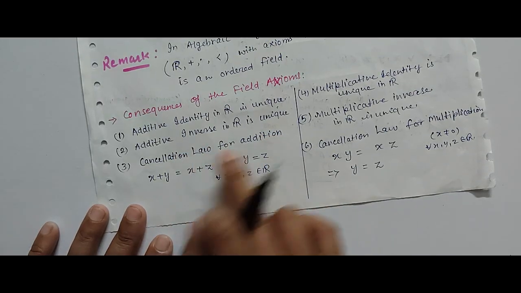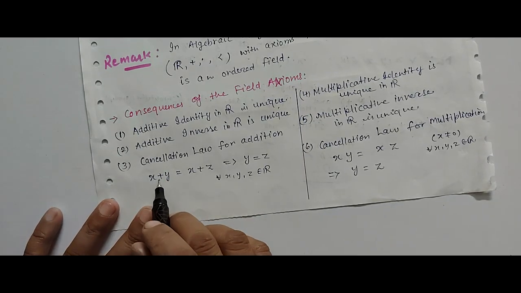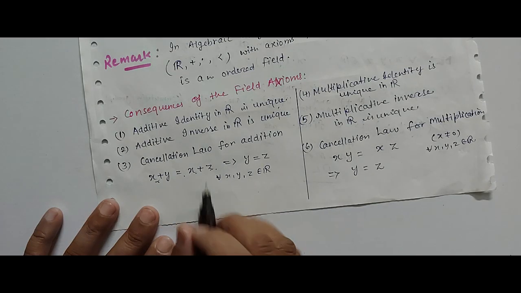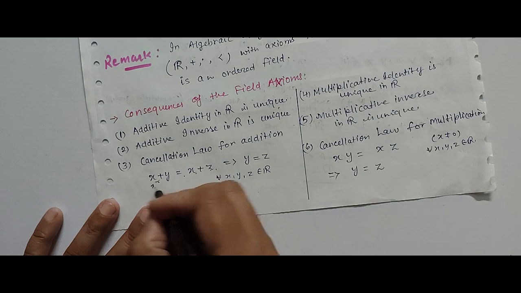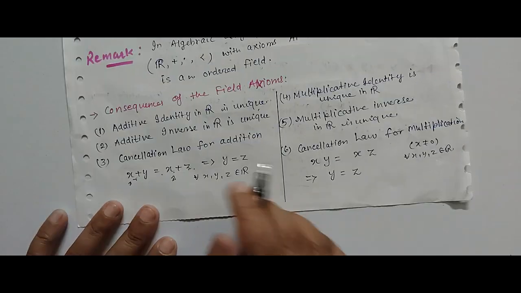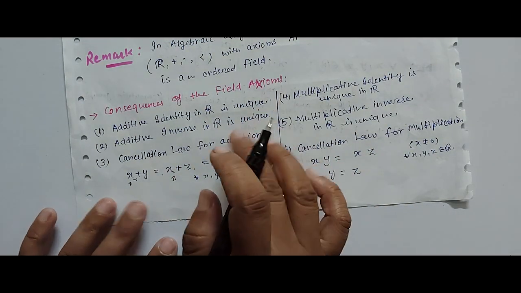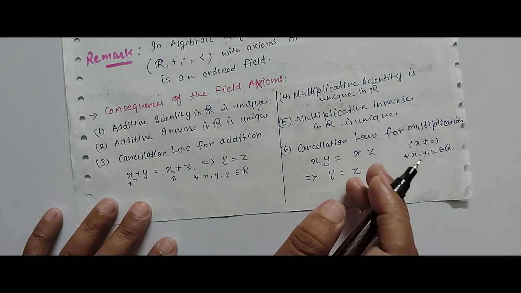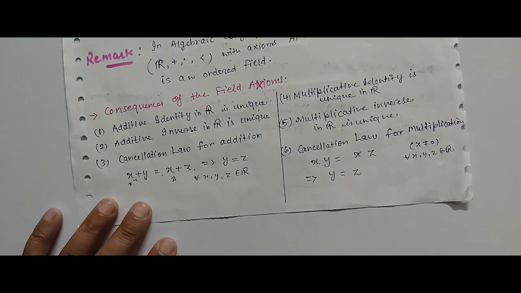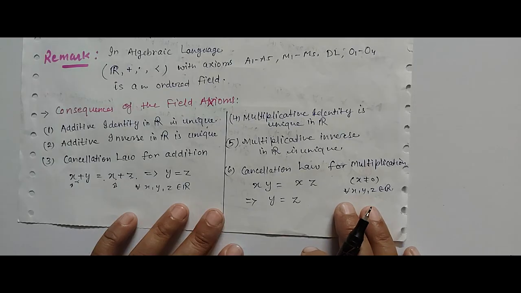Cancellation law for addition holds. What is this cancellation law for addition? It says that if you have three elements x, y, z and x plus y equals x plus z, this element x is fixed, and here adding y, here adding z, then it implies that y is equal to z. Simply, in calculation you cancel x, right? So how do we cancel x? We cancel using the field axioms. So this is called the cancellation law for addition.